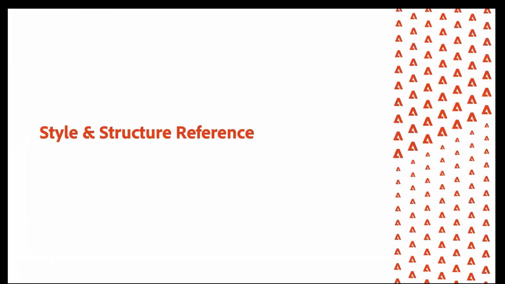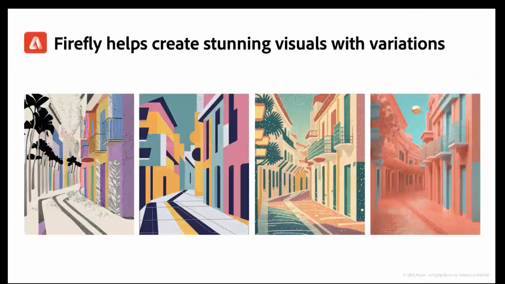Now, when I have to talk specifically about Firefly features, you have something called style and structure reference. What we mean by that is, I had a style. Here I have used a style reference. I had actually gone ahead and asked for a street with buildings around, a lane basically with buildings around it. And I got various results for the same. Now, what is interesting is that if you notice, all four of them look very different from each other, but they still maintain the same aesthetics. And that's what is quite fascinating here.